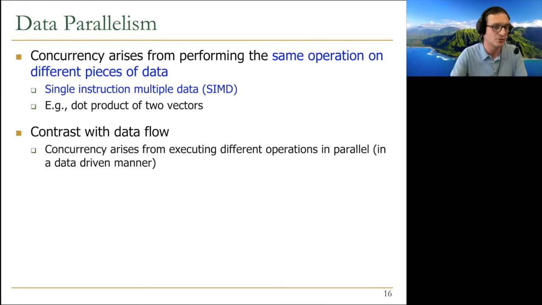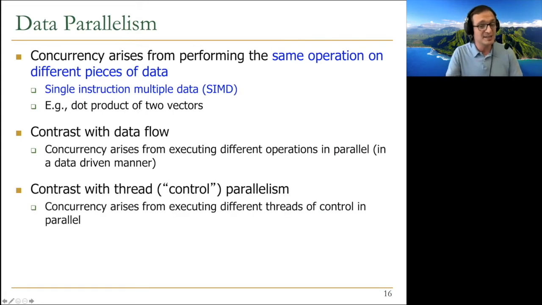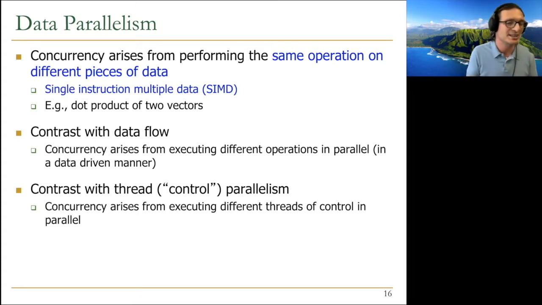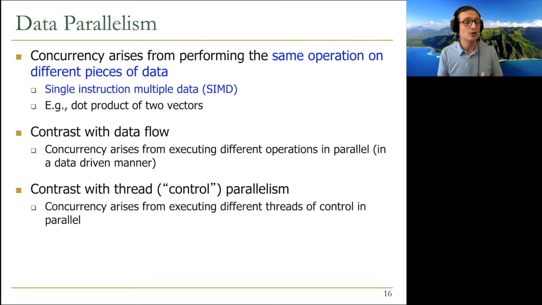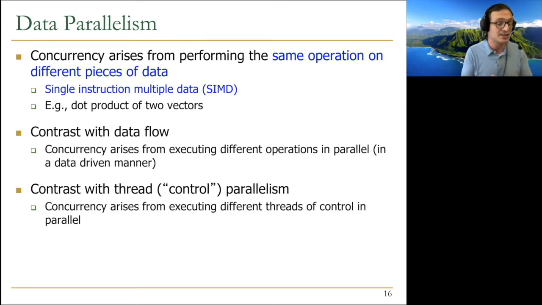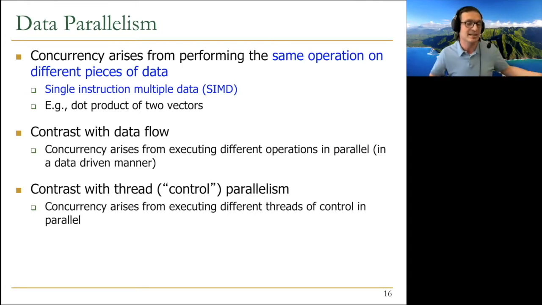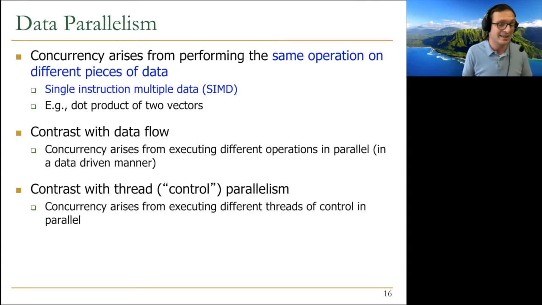As we can do in a SISD machine, single instruction, single data machine, but that's not very efficient, as we will see. Also contrast this with thread or control level parallelism. This is like a MIMD processor, multiprocessor. You program with multiple threads, right? And concurrency arises from executing different threads of control in parallel. And these threads can be doing completely different things, right? They don't have to be doing exactly the same thing, clearly.